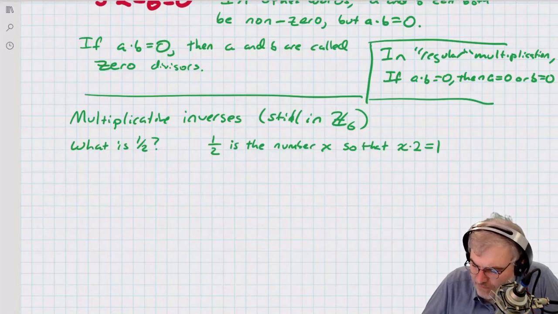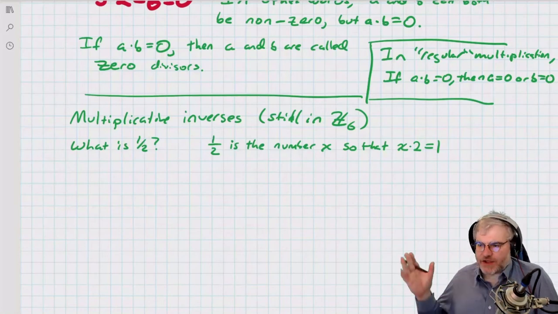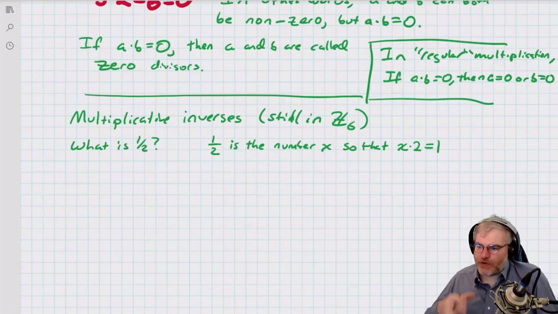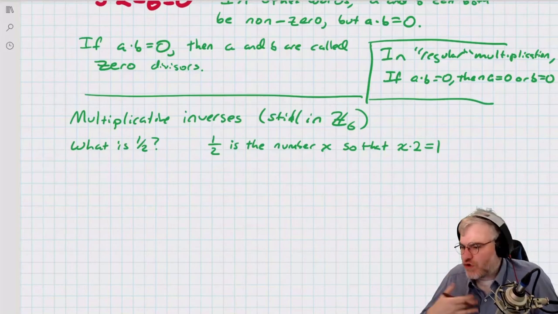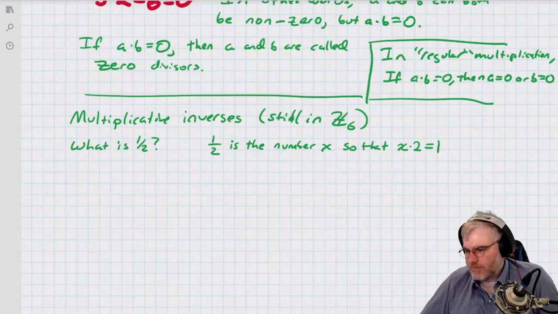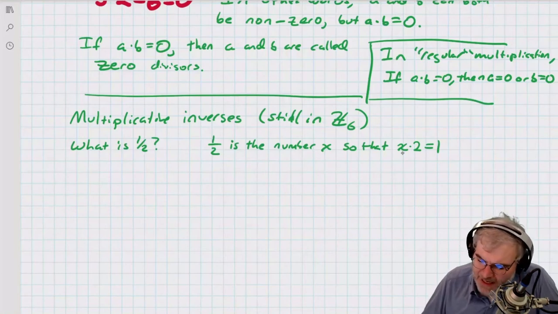One half is the number X, so that X times 2 equals 1. That was the definition of 1/2. It's the multiplicative inverse for 2. Okay. Well, what is the number x so that x times 2 equals 1?